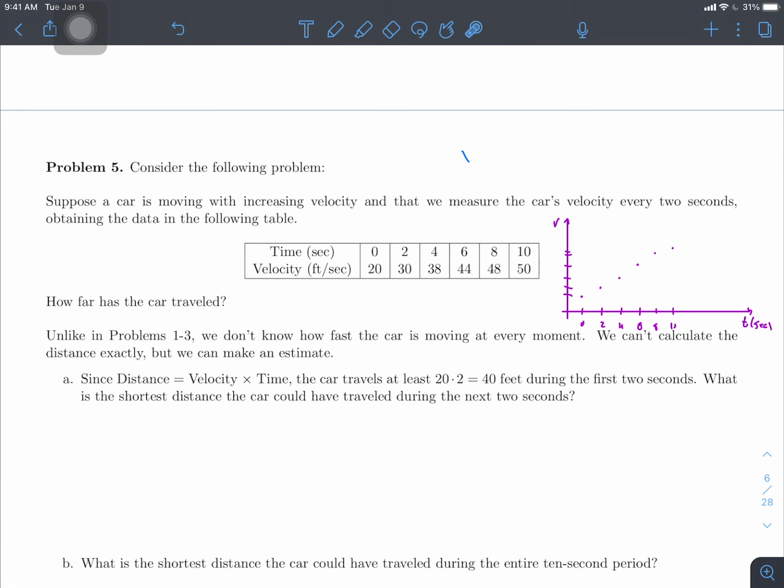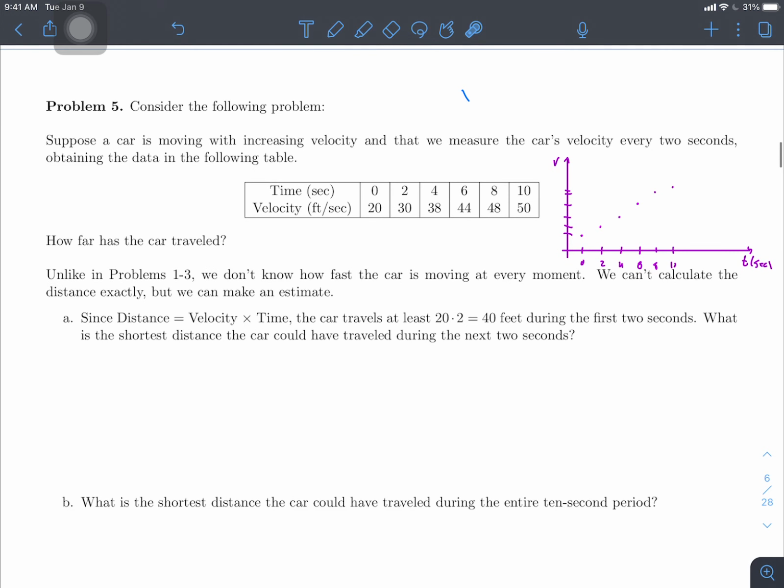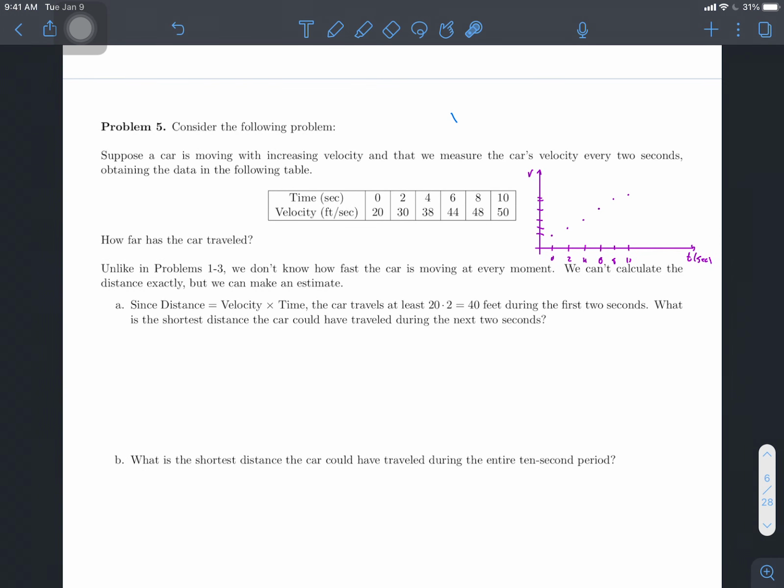So we're going to estimate the area under this curve using the best information that we have, right? Which is, how fast was the car traveling at various endpoints, right? Okay. So let's not get ahead of ourselves. Let's read what the problem is asking us to do. It says, the distance is equal to velocity times time. The car travels at least 20 feet per second times 2 seconds in the first interval. So the first subinterval goes from 0 to 2 seconds, and we're traveling at least 20 miles an hour during that interval because we know that the velocity is increasing.